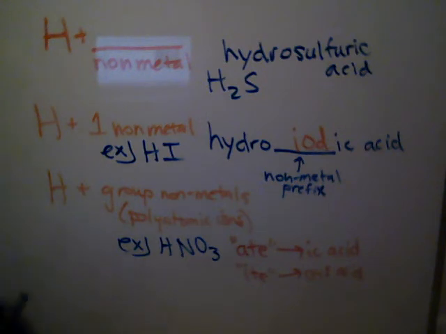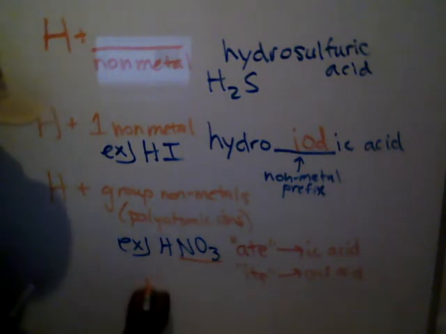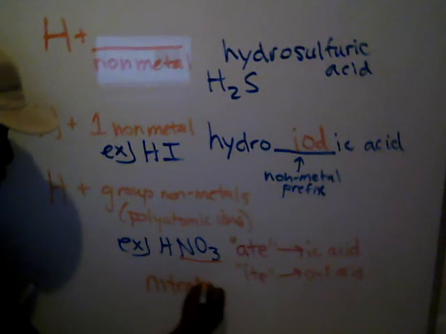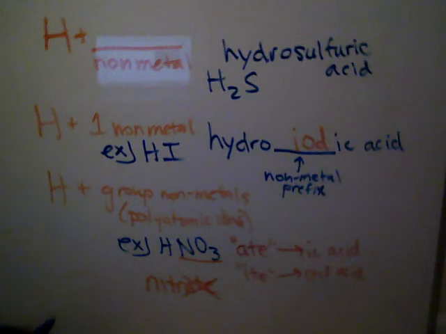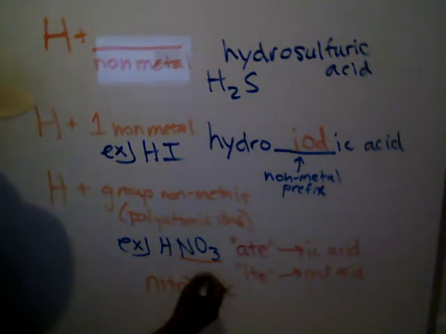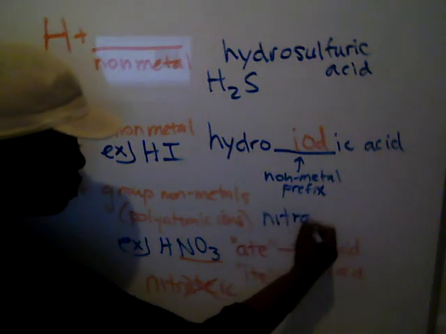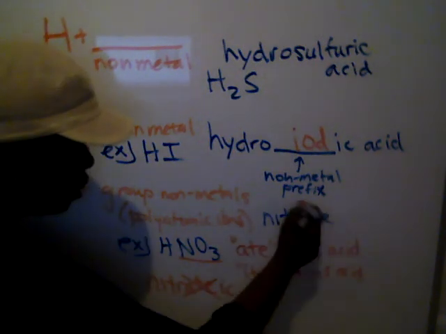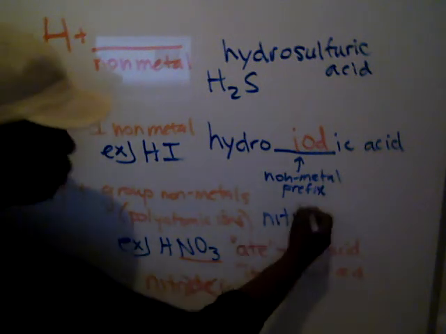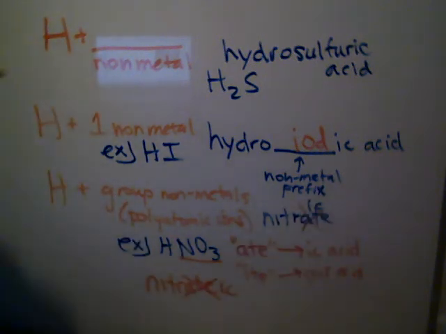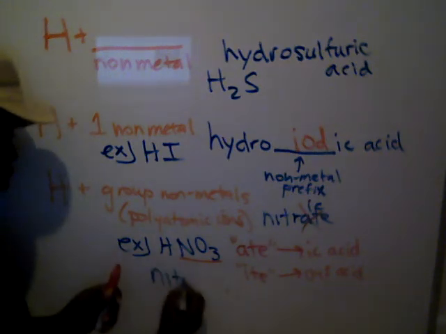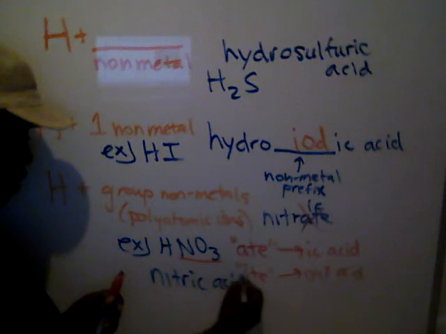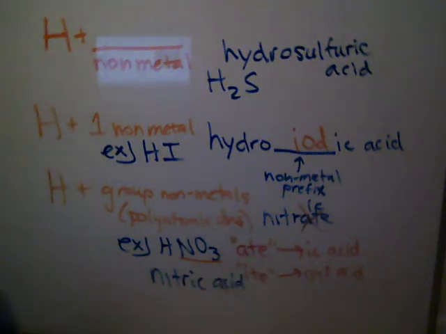So the way that we would name this guy, since this is nitrate, we're just going to take off the ATE and put ic. So this went from being nitrate, I'll write it again here. This was nitrate. We took this part off and put ic. So this would just be nitric acid. Again, no hydro.